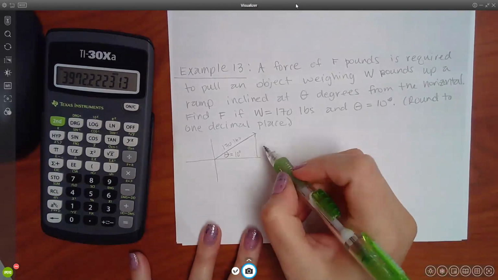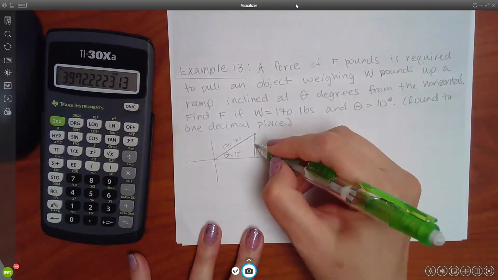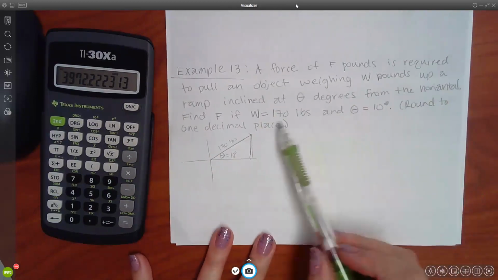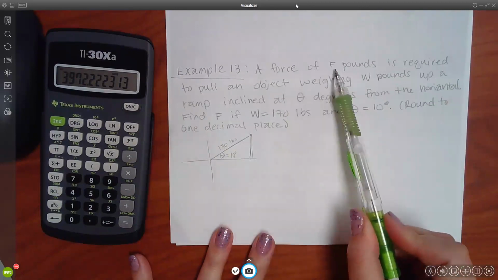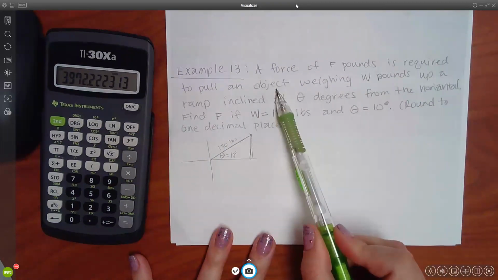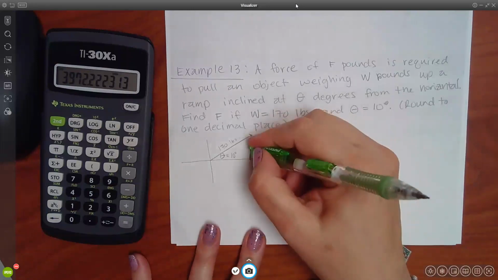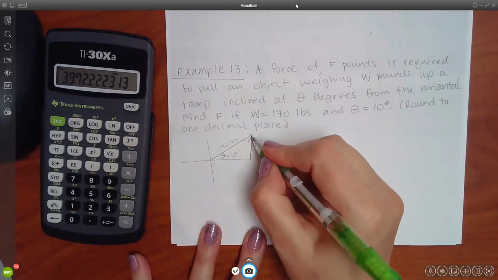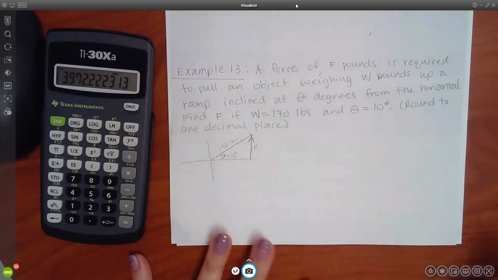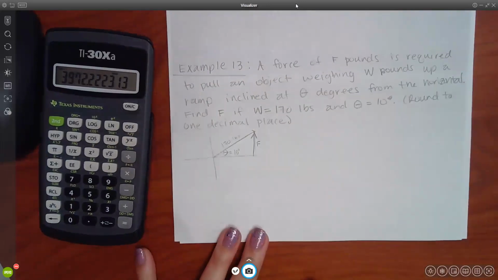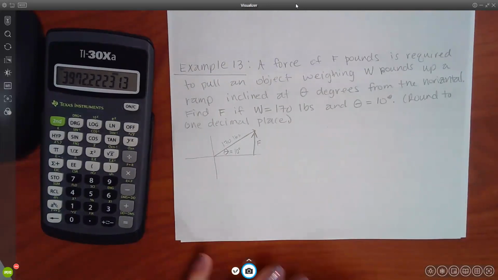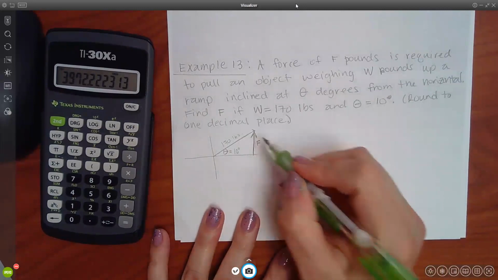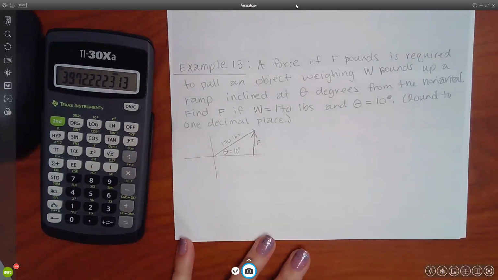And the question is though, it says F is the pounds required to pull an object. So I want to know really, what is this measurement here? This is F, okay? I want to know that measurement there. What it's going to take to pull it up. How much force do I have to take pulling it up to get it across that incline, okay? And of course I can round to one decimal place.